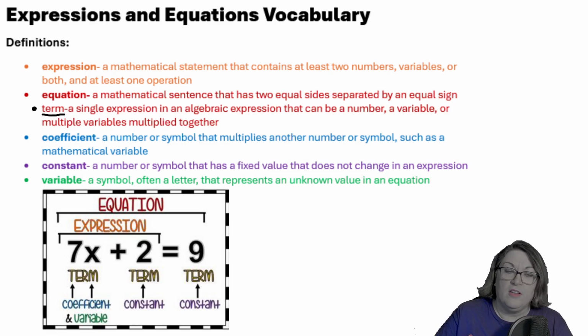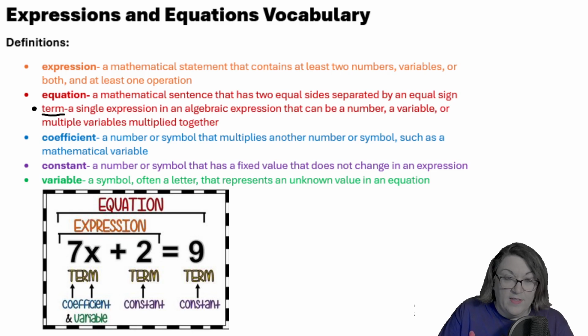Coefficients: the number or symbol that multiplies another number or symbol, such as a mathematical variable. If you look at the coefficient at the bottom there, it is not the x, it is just the 7. The term is both: the term is 7x, the coefficient is just the 7, and the x is the variable. And then constant: the number or symbol that has a fixed value and does not change, that would be the number 2 or the 9. And the variable, of course, is the letter that we use to represent an unknown quantity.